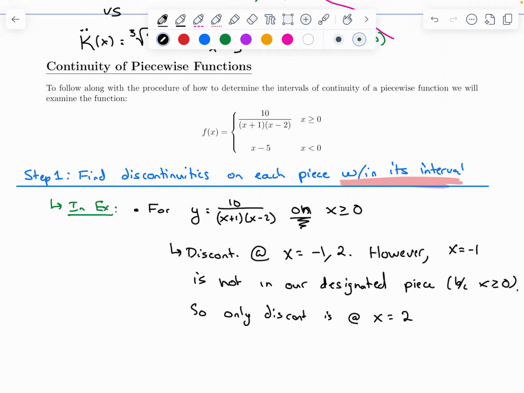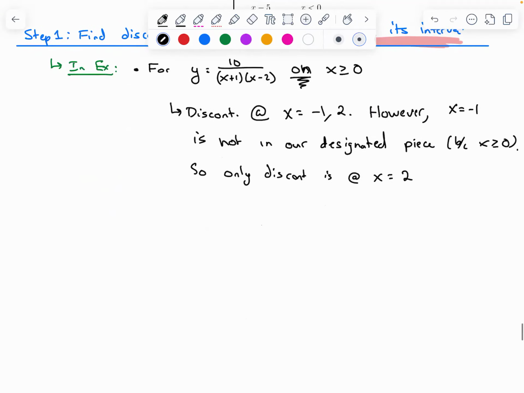Let's explain that. While you're writing that down, I'm going to draw what the curve looks like. Negative 1.